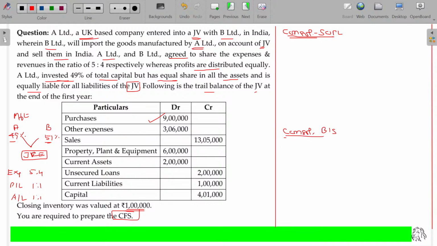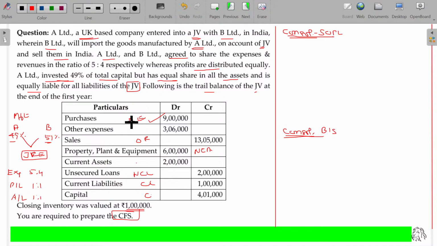You study the format along with the company's final accounts chapter, the financial statement chapter, as per Schedule 3. Now, purchases, main operating expenses, other expenses, sales, main operating revenue. Then assets: non-current assets, current assets, unsecured loans, and non-current liabilities, current liabilities and capital.